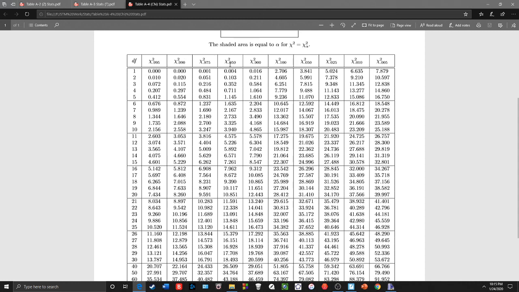0.95, right there. So that's the column we're going to look at. And we have 5 degrees of freedom, so that's going to be right there. We're going to look over, and we see 1.145. So that's going to be my critical value, 1.145.